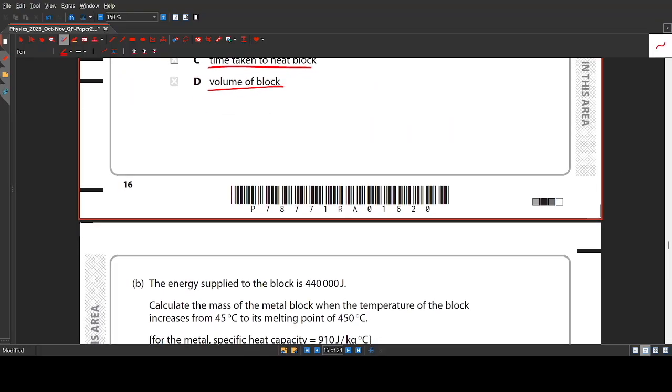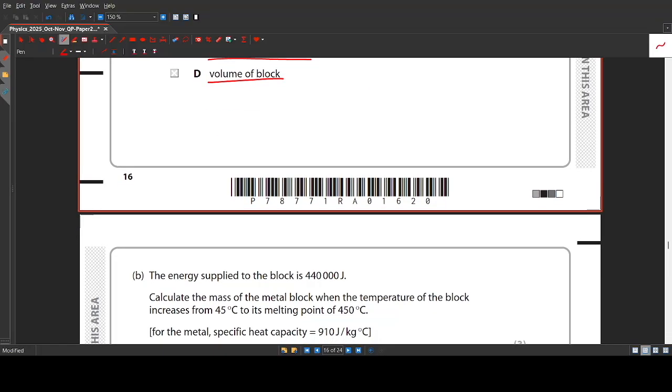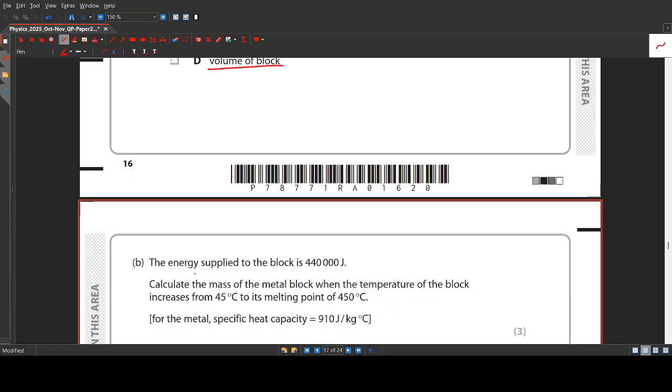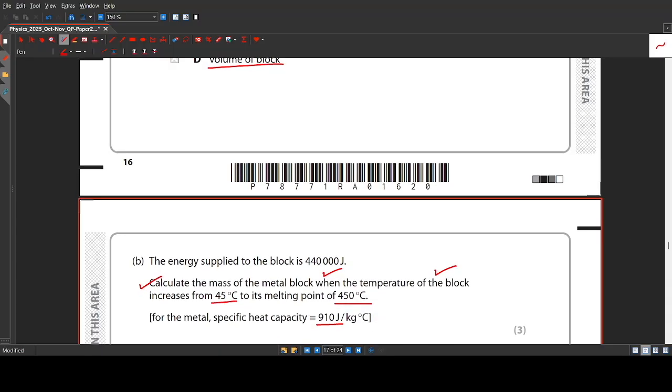Okay, the energy supplied to the block is 440,000 joules. Calculate the mass of the metal block when the temperature of the block increases from 45 to its melting point of 450. For the metal, specific heat capacity is 910 joules per kg degree Celsius. So we will have to calculate the mass of the metal block. Now, in order to do this calculation, we will have to use the formula ΔE = mcΔT, where ΔE stands for the energy transfer, m stands for the mass of the object, c stands for specific heat capacity, and ΔT stands for change in temperature.